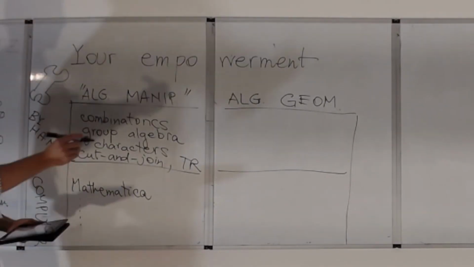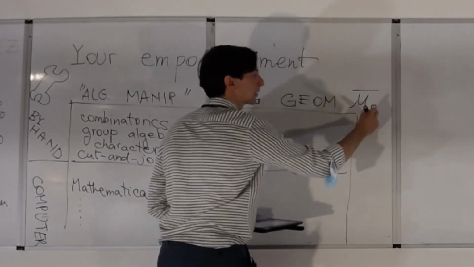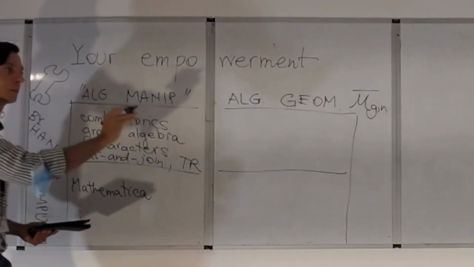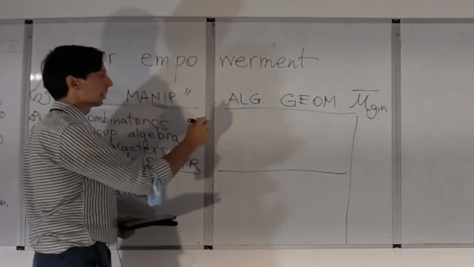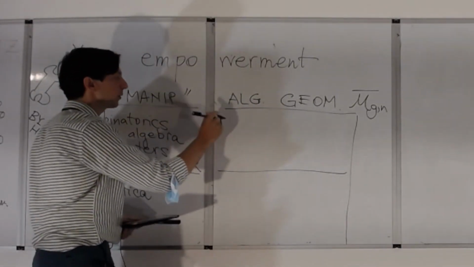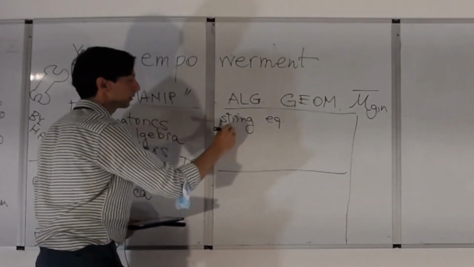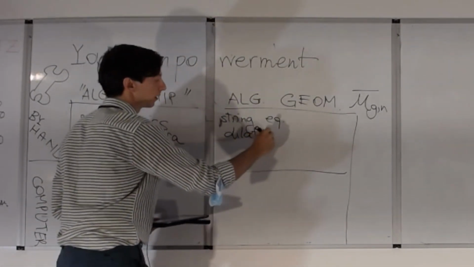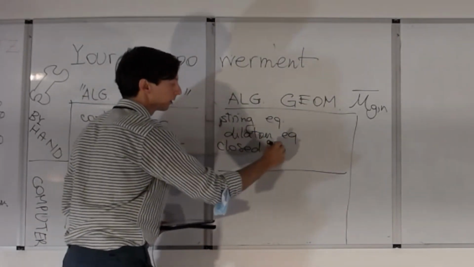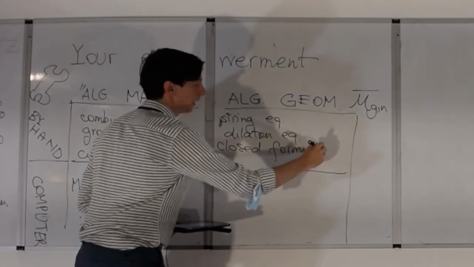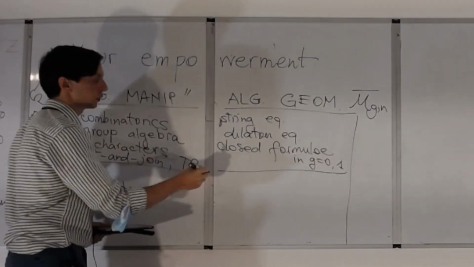And then from the algebraic geometry point of view, for Hurwitz numbers it means always the moduli space of curves. And here you have several things, like the string equation, the dilaton equation, some closed formulas in genus 0 and 1, and you have other things.